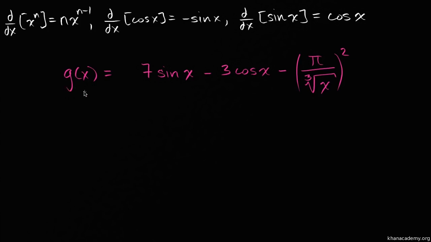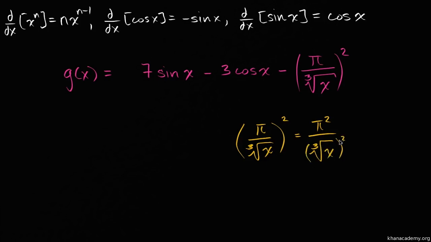So probably the most intimidating part of this, because we know the derivatives of sine of x and cosine of x, is this expression here. And we can just rewrite or simplify it a little bit so it takes a form that you might be a little bit more familiar with. So let me just do this on the side here. So pi over the cube root of x, squared. Well, that's the same thing as pi squared over the cube root of x, squared. This is just exponent properties that we're dealing with. And so this is the same thing.